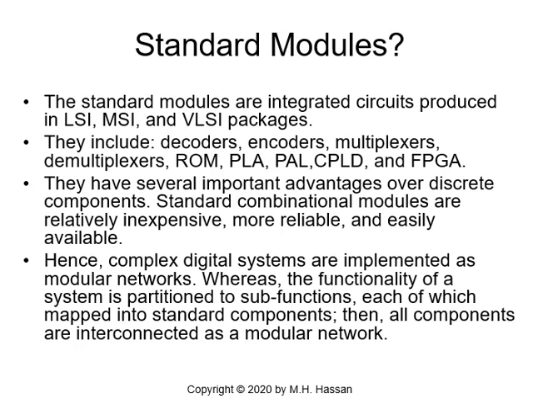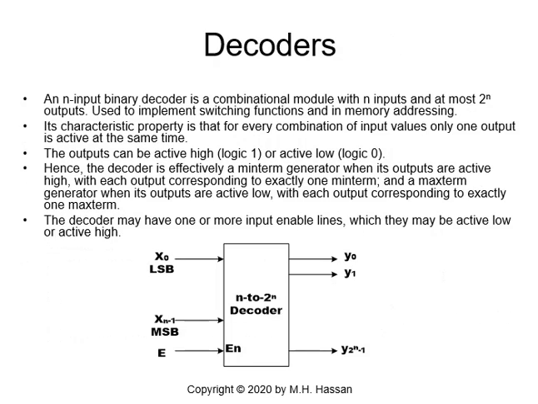The first standard module that we'll talk about is the decoder. An n-input binary decoder is a combinational module with n inputs and at maximum 2 to the power n outputs. So if n is 2, the outputs will be 2 to the power 2, 4. If n is 3, the outputs will be 2 to the power 3, which is 8. If n is 4, 2 to the power 4 will be 16, and so on and so forth.